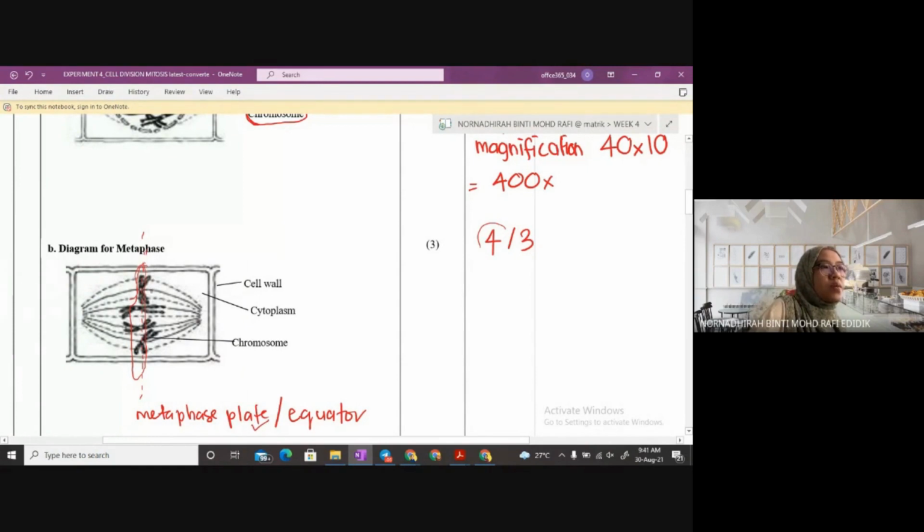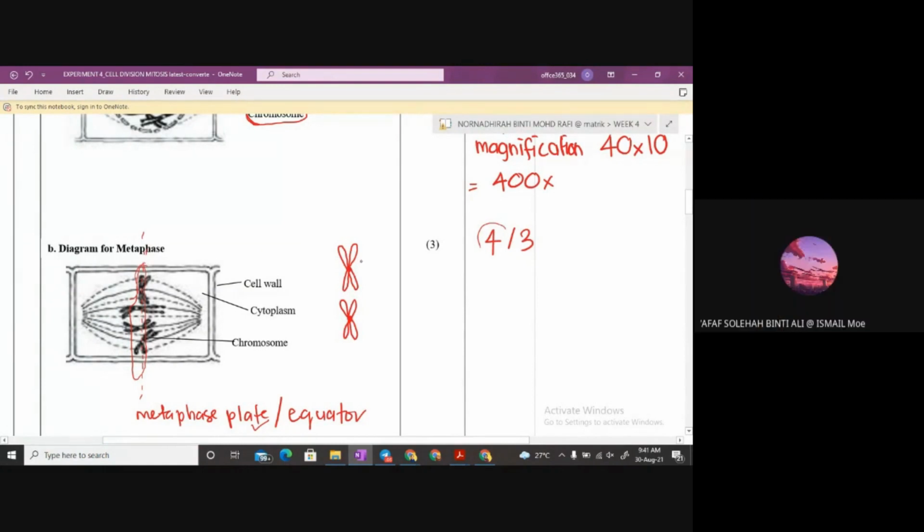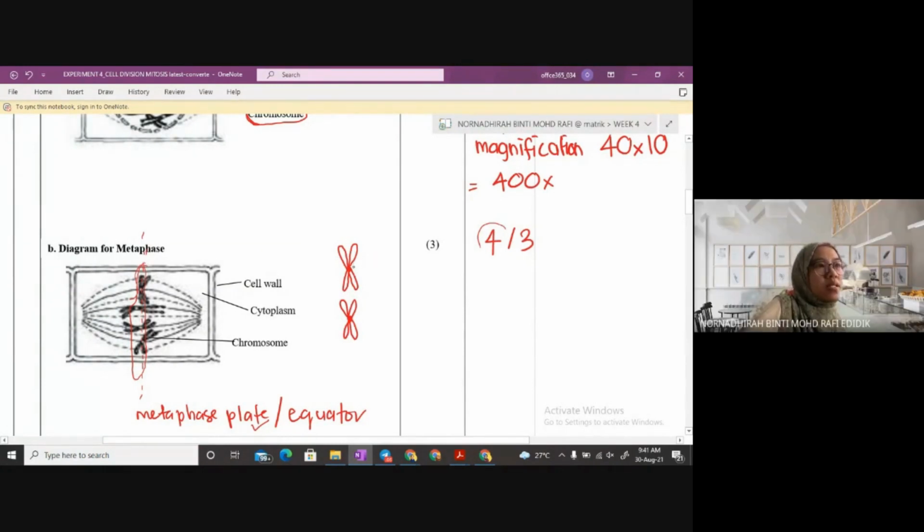Okay, then macam mana awak kena lukis? Awak lukiskan dulu dia macam bentuk butterfly. Then okay, tengah-tengah ni adalah apa? What is the middle of the chromosome? Centromere. Centromere, yes, the centromere.